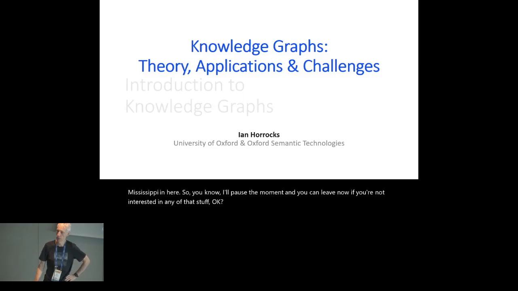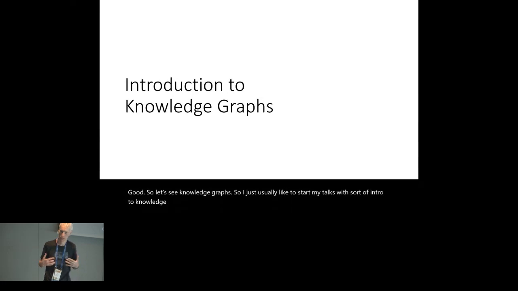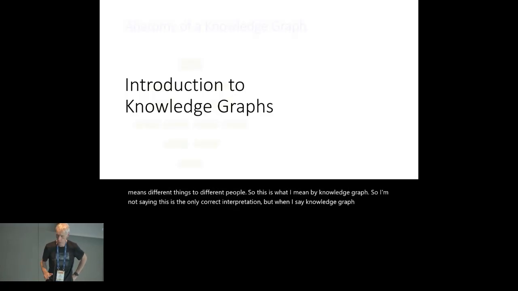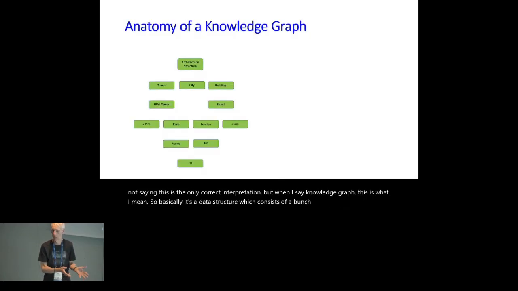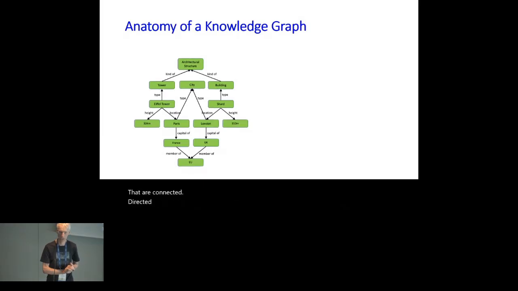Knowledge graphs. I usually like to start my talks with an intro to knowledge graphs, from my perspective, because it's a term that's bandied about a lot, and means different things to different people. So this is what I mean by knowledge graph. I'm not saying this is the only correct interpretation, but basically, it's a data structure which consists of a bunch of entities and values that are connected by directed labeled edges, and that's more or less it, really.